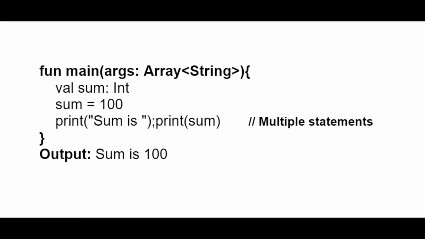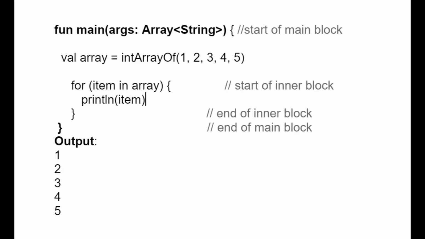The last topic of today's video is Kotlin block. A block is a section of software code that is enclosed with curly braces. A block can consist of one or more statements preceded by declaration of variables. Every function has its own block. And main function also contains a block. I have shared an example on the screen.